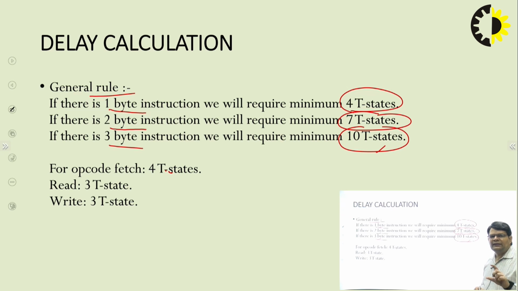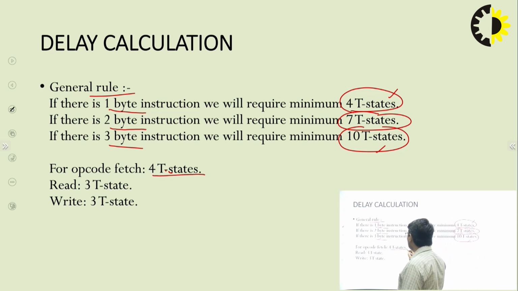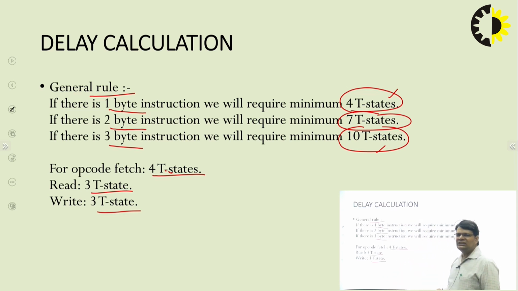So for the delay loop, we have to consider this while calculating the total number of T states required during the execution of the given set of instructions which are to be executed for computing the required amount of delay. Some more observations are: opcode fetch takes 4 T states, and read cycle and write cycle require 3 T states for each cycle.